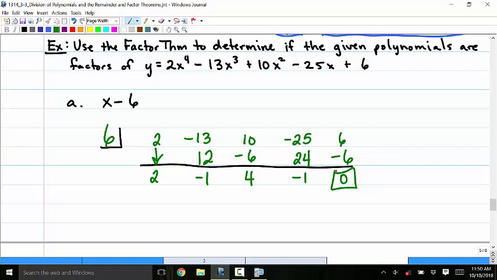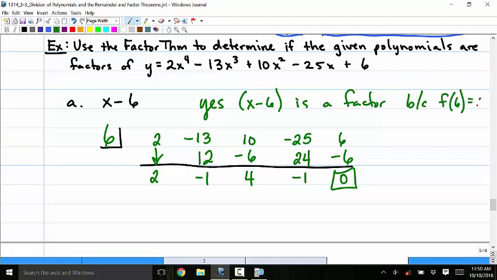Is x minus 6 a factor? Yes. x minus 6 is a factor. And you can even write that f of 6 is 0.